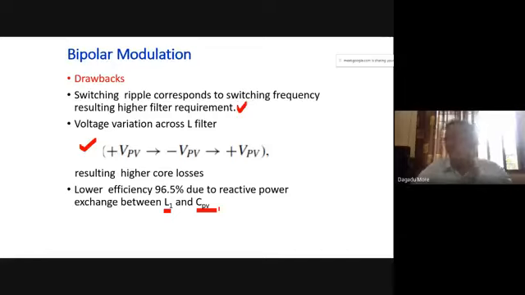So any question? We are discussing why bipolar modulation for a single phase bridge inverter is not suitable for PV application. The reason is losses in the inductor and the reactive power exchange between the inductance and the capacitance during the freewheeling period.